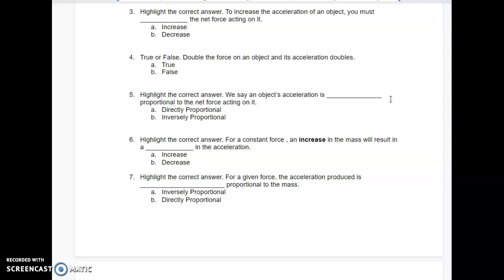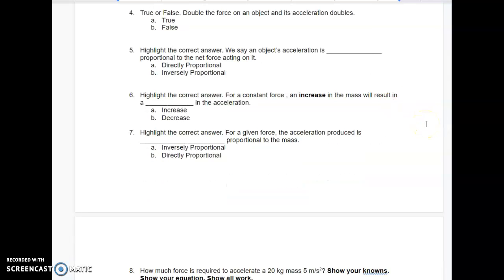So we say an object's acceleration is blank proportional to the net force acting on it. This is directly proportional. So again, that 1-to-1 ratio, if you increase one, you increase the other. If you decrease one, you decrease the other. So number six, for a constant force, an increase in the mass will result in a blank in the acceleration. So if we increased the mass of an object, this would actually decrease our acceleration.